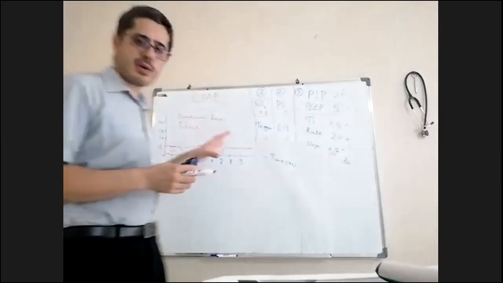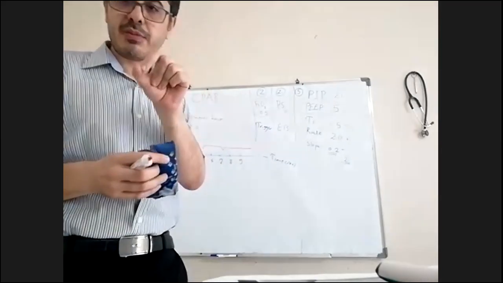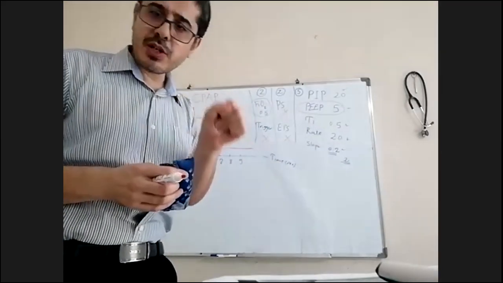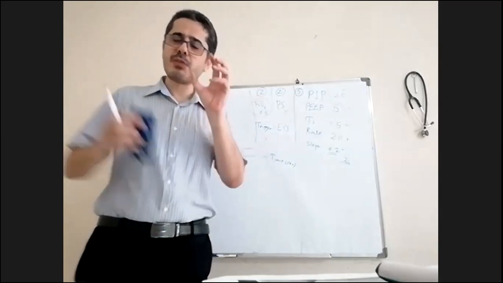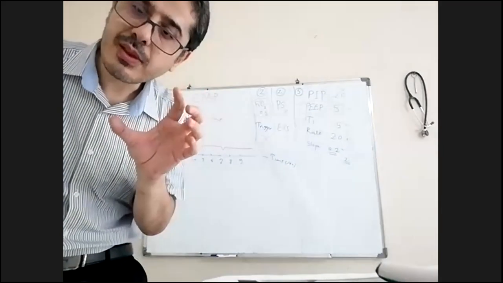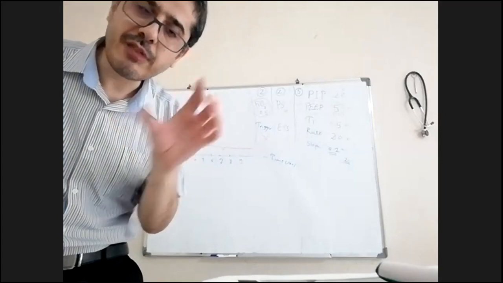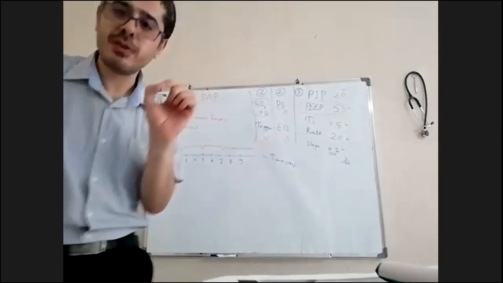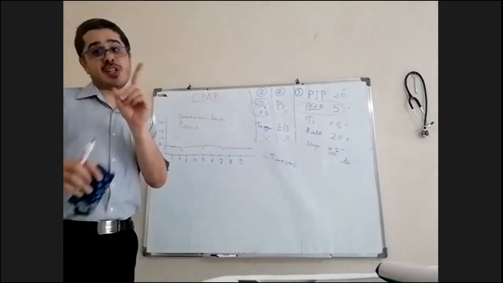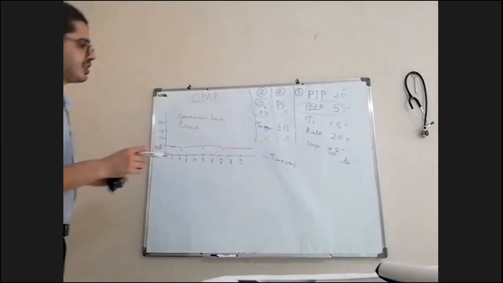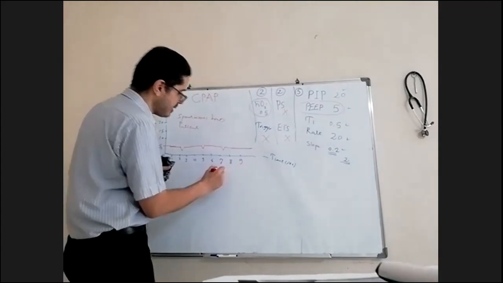Always remember, I mentioned it many times, when you put the patient on CPAP, you must be sure something is on. What must be on in the ventilator machine? Apnea ventilation. So be sure apnea ventilation is on.